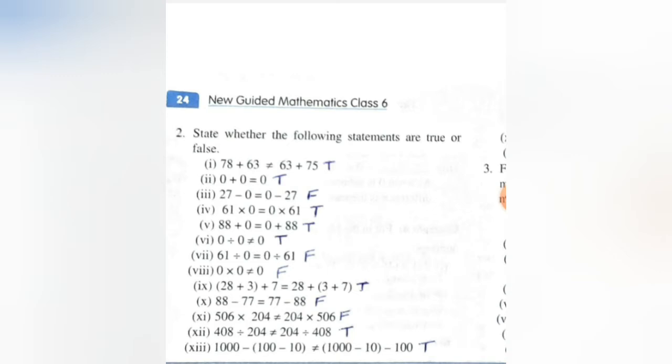Second one, 0 plus 0 is equal to 0. So, if you add 0 to 0, then of course you will get 0 as the answer. Now, third one, 27 minus 0 is equal to 0 minus 27. Here the commutative property in subtraction is not applicable. You will not get the same answer. 27 minus 0 will not be equal to 0 minus 27. So, it is false.